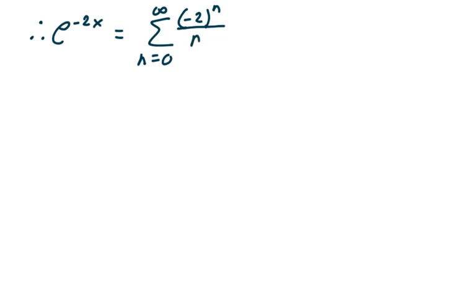So, therefore, e to the negative 2x is equal to the summation from n equals 0 to infinity of negative 2 to the n divided by n factorial, multiplied by x to the n. So the question is, what is the radius of convergence? And we can apply the ratio test here.